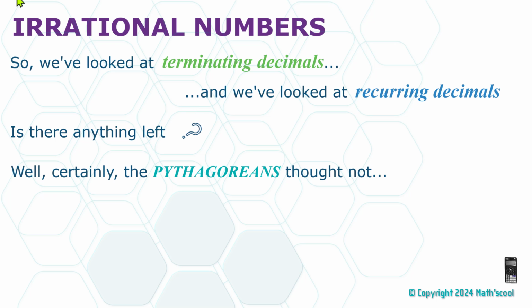So they thought there was nothing else other than terminating decimals and recurring decimals. And remember that they believed this like a religion. They were a group of people bound together by this idea that the universe was structured from integers, and by dividing those integers you create ratios, which they called fractions.